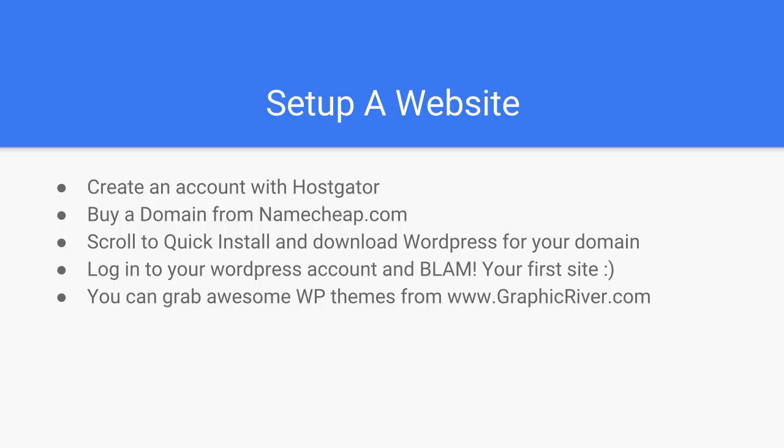Once you have WordPress downloaded onto your domain, you can log into your WordPress account, and you have your first site already up. You can also grab awesome WordPress themes from graphicriver.com. It's one of the places that I use to buy a lot of video graphics, animation graphics, and a lot of cool stuff you can find there as well. All right, so let's hop into the next portion.